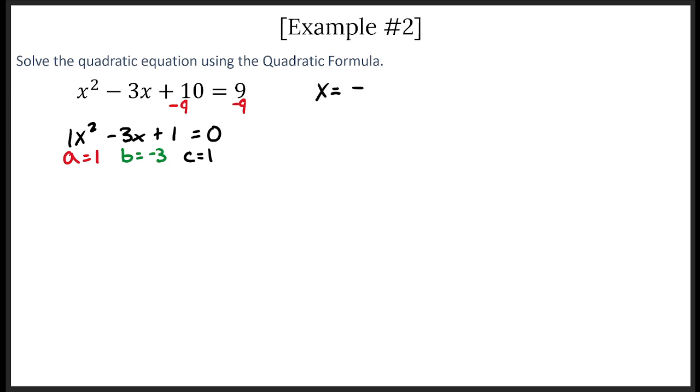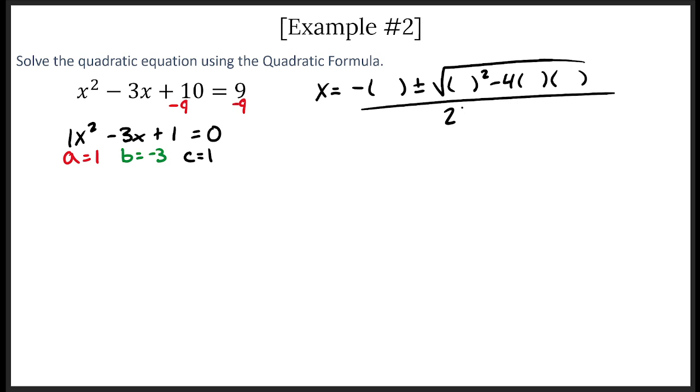Remember to start with a blank version of your formula. Negative B plus or minus square root B squared minus 4AC all over 2A. My goodness. The first two blanks are the B values, so put those negative 3's in there. A's in those spots. And C is also worth 1.